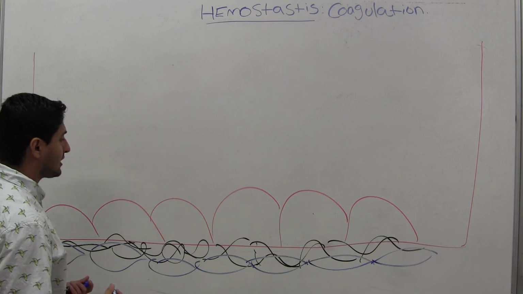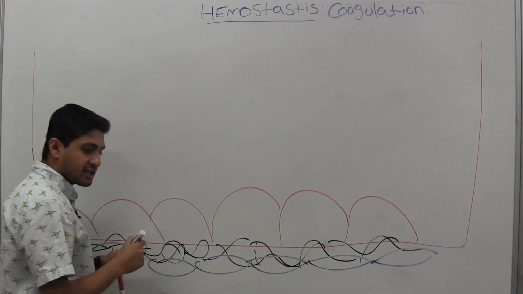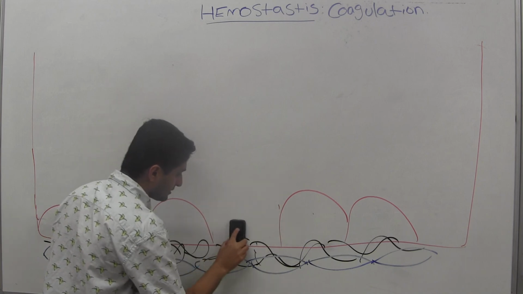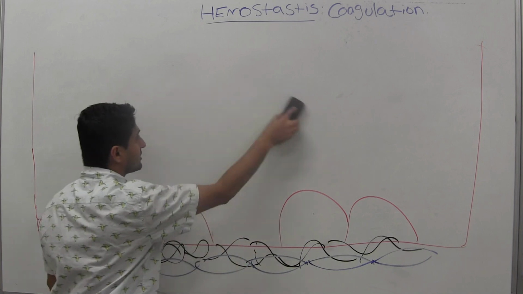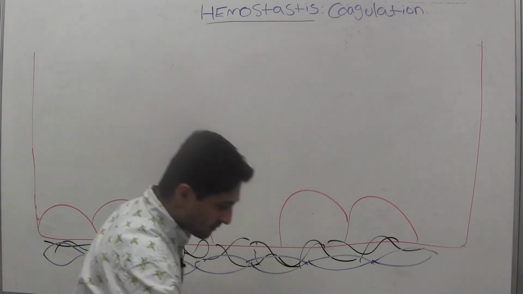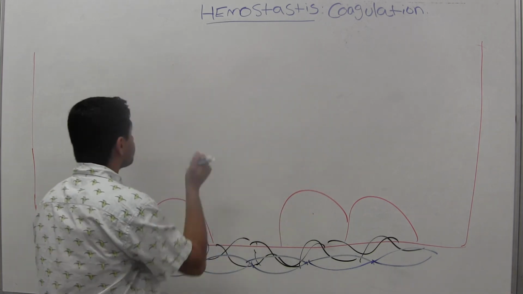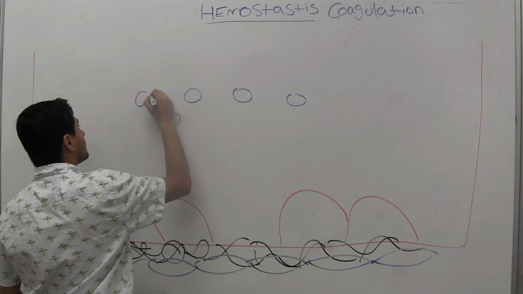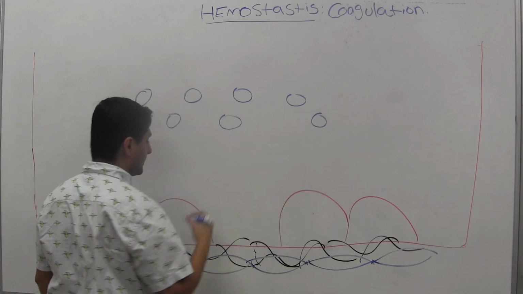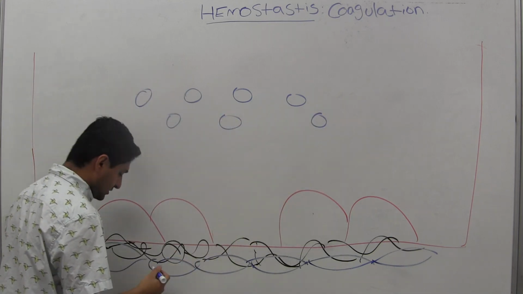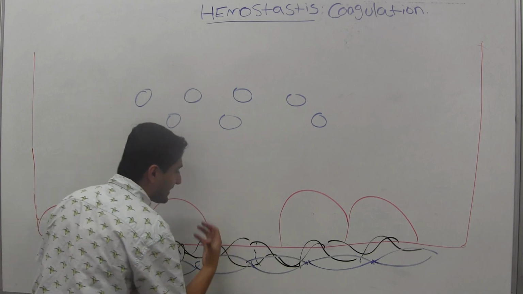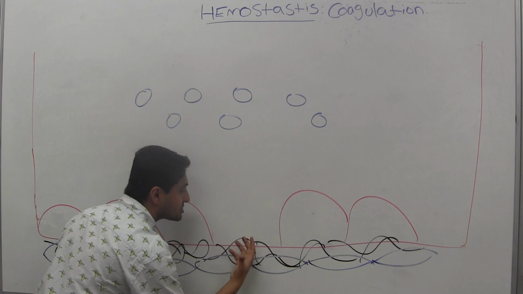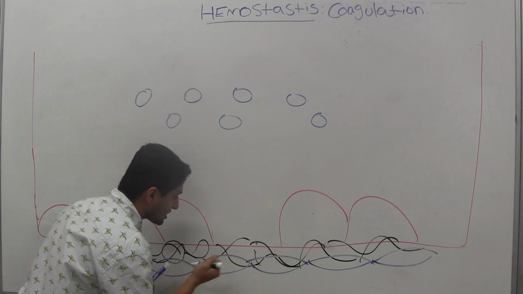Now, let's say you got a cut, and a healthy endothelial cell got injured right here. Let me draw the platelets right here. A lot of these platelets are floating around. When the healthy endothelial cells get injured, this area is exposed. When it's exposed, the collagen starts coming out here like this.